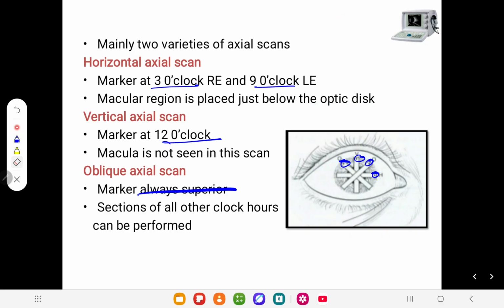It's very important. Other clock hours can also be performed. It depends just on the clock hour. You can do 180, 10 degree, 30 degree, 45 degree, 90 degree or 120 degree, whatever. It depends on you.